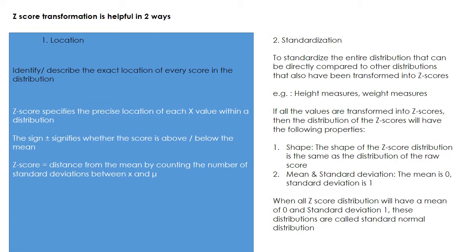What do we mean by standardization? When you're collecting data, sometimes you collect information about somebody's height and also weight. Height is measured in centimeters or meters, different units. Weight is measured in pounds or kilograms. So if you want to make a comparison between height and weight, they come in different formats of metrics, measures.